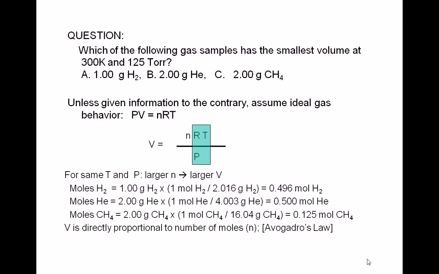This relationship between volume and number of particles is known as Avogadro's law. At the same temperature and pressure, the volume of a gas sample is said to be directly proportional to the number of particles present in the sample.